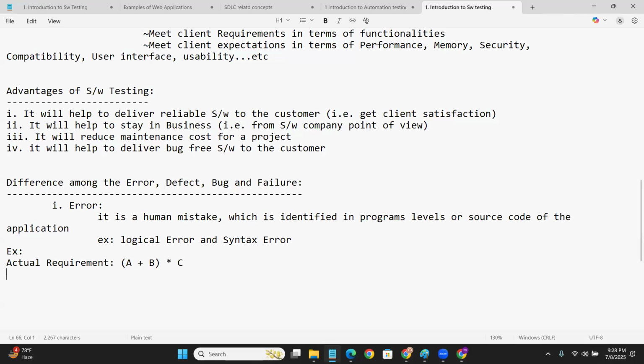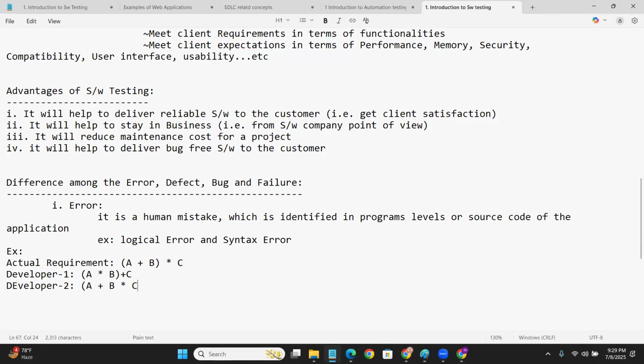Actual requirement is like this. When I ask developer one, he has written the program like this: A star B plus C is given. Developer 2 has given it like this, and he wrote the program. If you observe here, both developers made mistakes.